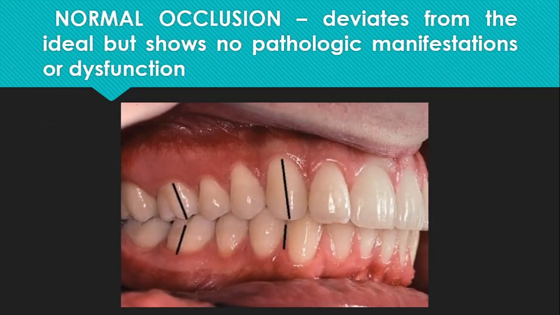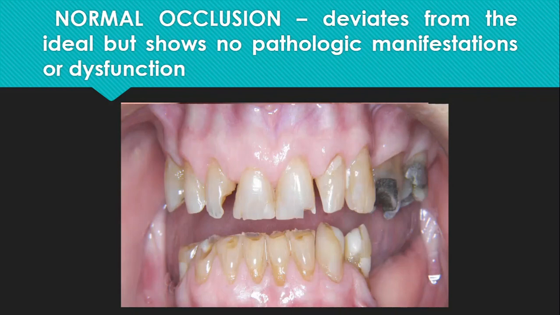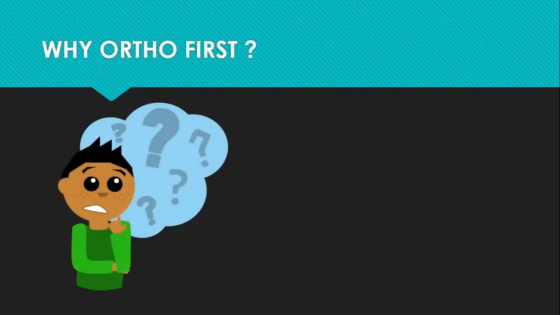Let's go first to what a normal occlusion is. A normal occlusion, although not ideal, although it may deviate from what we strive for, the key component of what is normal is that it shows no pathologic manifestation or signs of dysfunction. That cannot be said of what we see in a broken occlusion. A broken occlusion is one that is detrimental to the health of the patient.